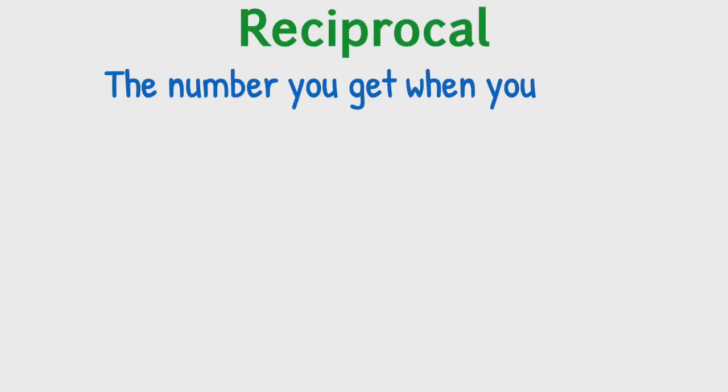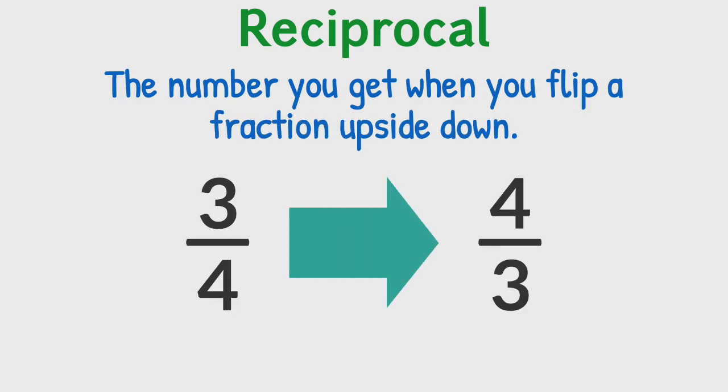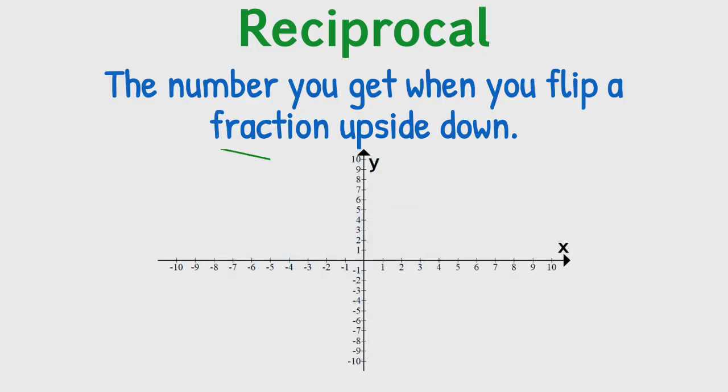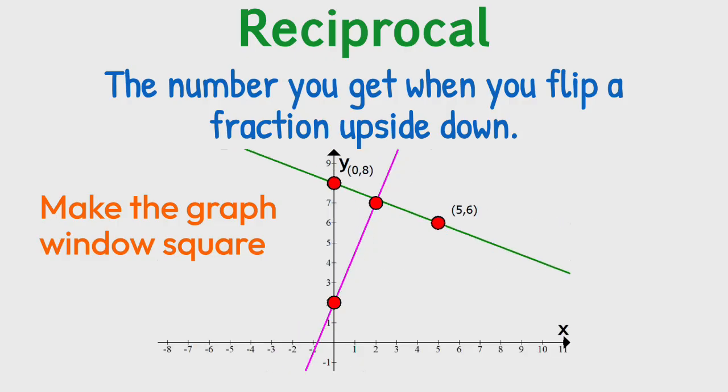Reciprocal. The number you get when you flip a fraction upside down. For example, the reciprocal of 3/4 is 4/3. In geometry, reciprocals are the key to understanding the relationships between the slopes of perpendicular lines, whose slopes are always negative reciprocals of each other.